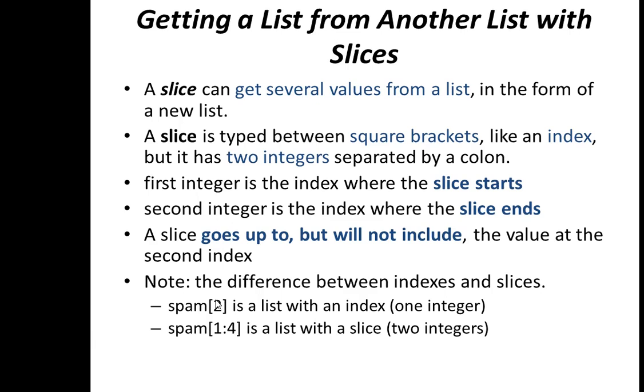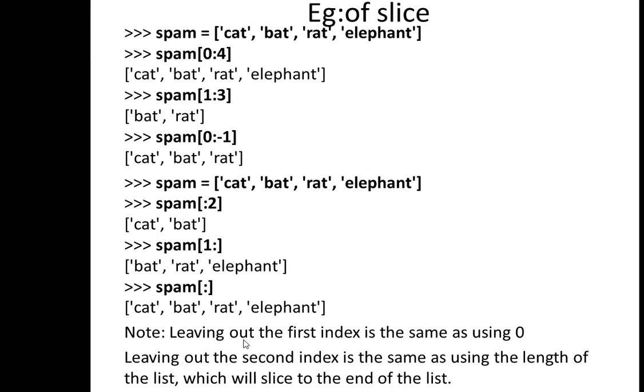So the main difference is that when you have just one value, it means we are accessing only one element from the list. When we have two integers separated by a colon, we are taking a slice from the list, some or several values, starting from 1 up to 4. Let's see some examples to understand this.